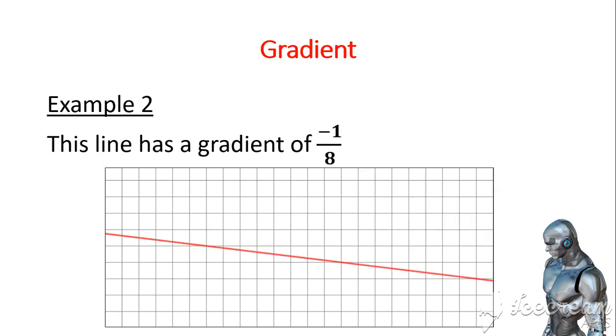Alright, let's move on to this example and let's talk about what this video is about, negative gradients. This line has a gradient of -1 over 8. We're going to do the same thing. We're going to pick 2 points on the line that pass through the grid, and we're going to now work out that the line rises down 1 square and runs across 8 squares. Now, I know it sounds a bit weird, rising down, but just think of a -1 meaning rising down. We can rise up or we can rise down.